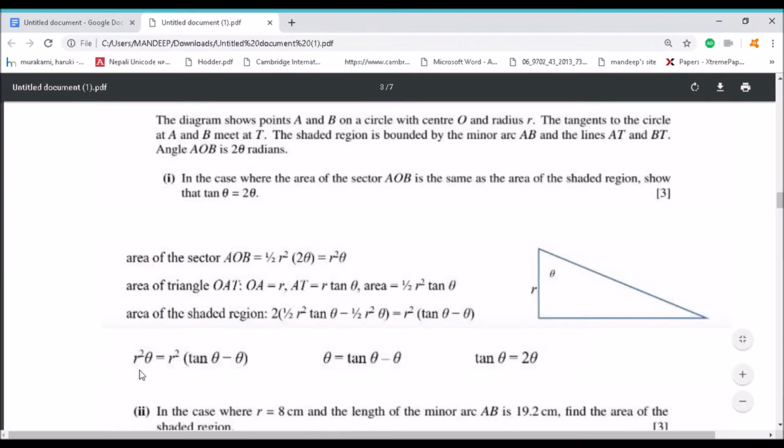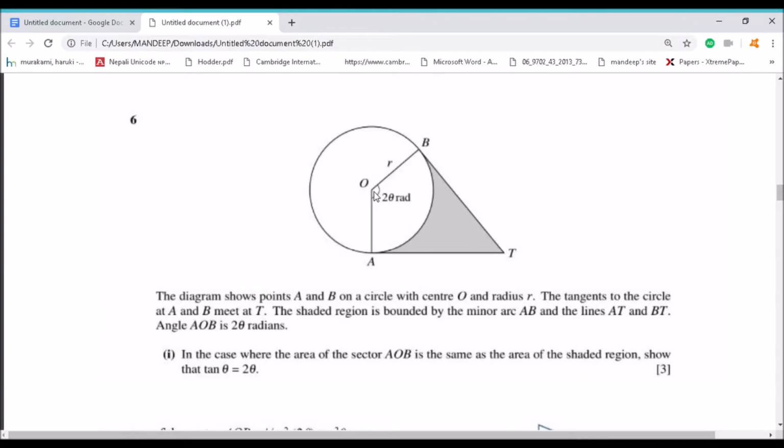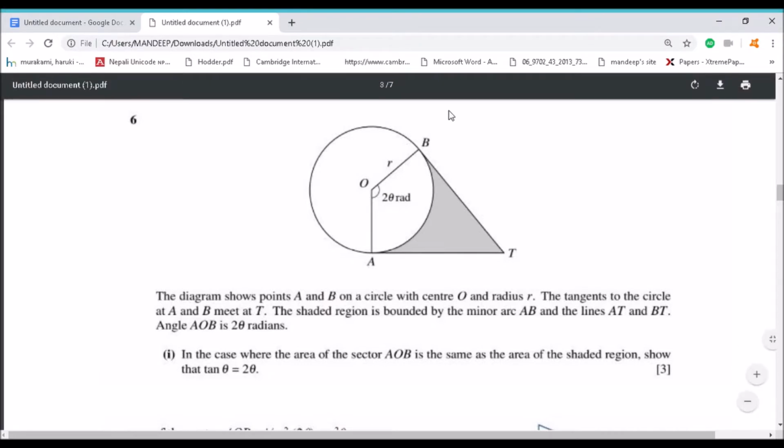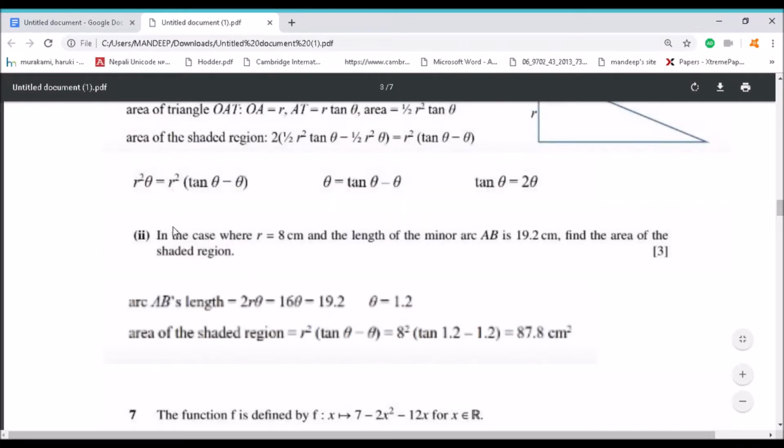After this, R squared theta, the area of sector AOB, equals R squared tan theta minus theta. I multiplied by 2 because this is the half, and there are two triangles. So R squared theta equals R squared tan theta minus theta. So theta equals tan theta minus theta. So tan theta equals 2 theta is our answer. So we proved it. Now question number 2.